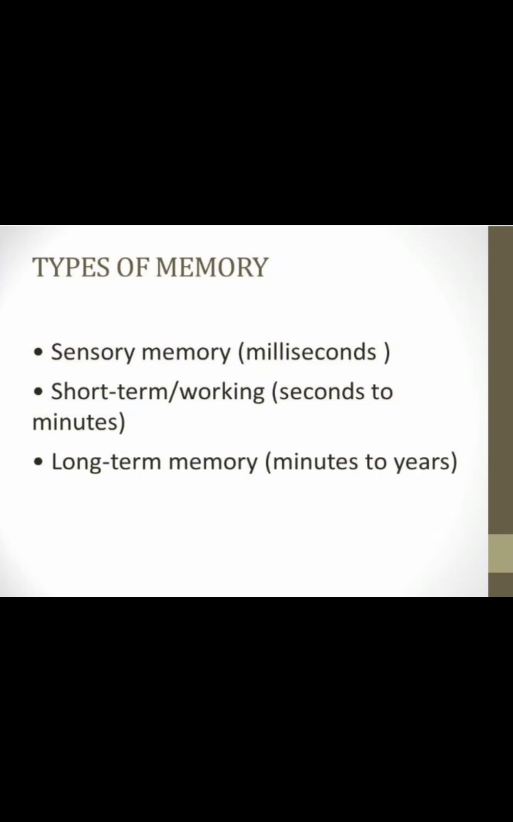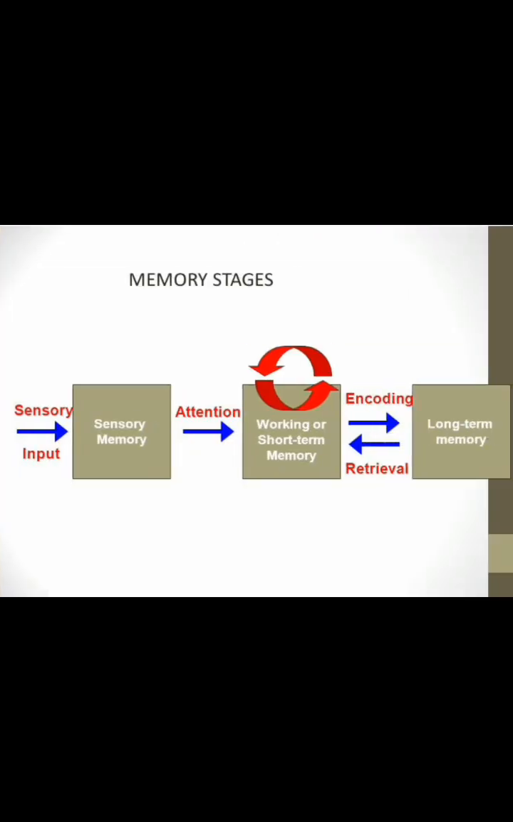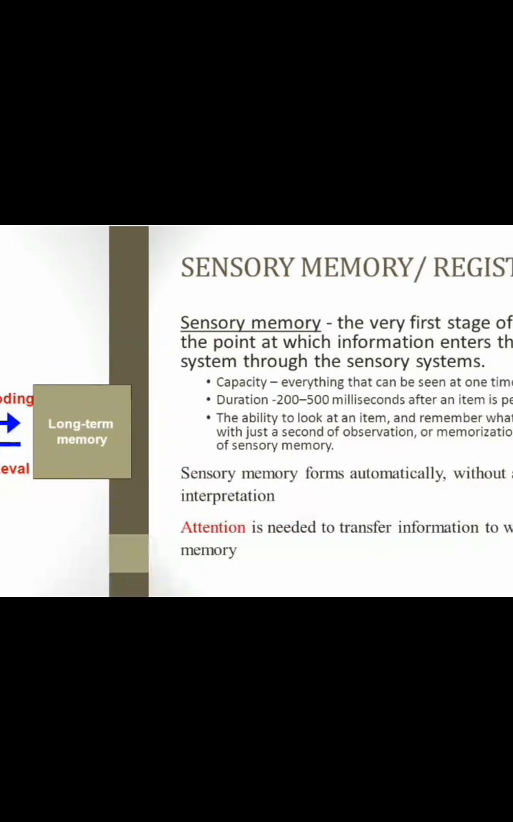Next we will discuss types of memory. There are different types of memory: sensory memory, milliseconds memory; short-term memory, also called working memory, seconds to minutes memory; and long-term memory, minutes to years memory. First, the process of memory stages. Input goes to sensory memory, attention, and working on short-term memory, then encoding, retrieval and storage into long-term memory.